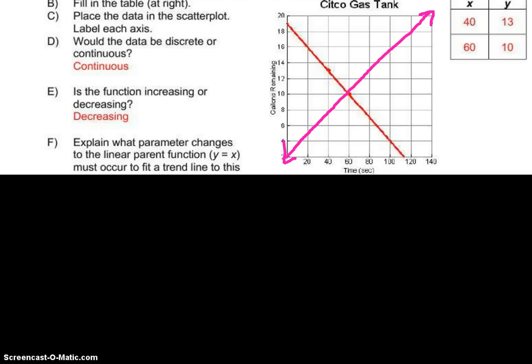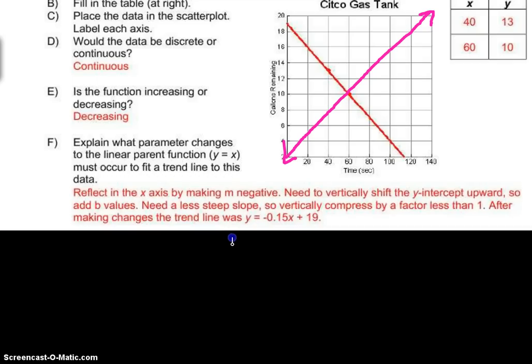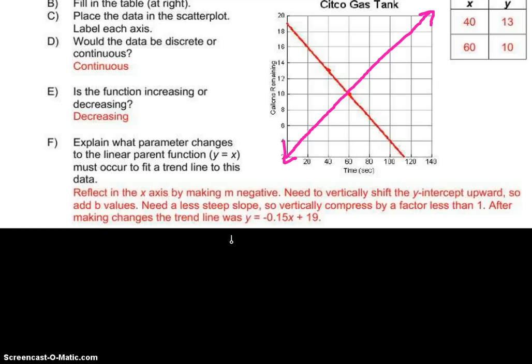So what's another word for flipped? You should say reflection. If I have a reflection, what happens to the signs? I should have a change of sign. So here's what I want you to copy for F. And let me explain it. We just talked about the reflection. So when I reflect, that means my m is now negative. I also am going to have to shift my graph vertically so that my y-intercept is higher.